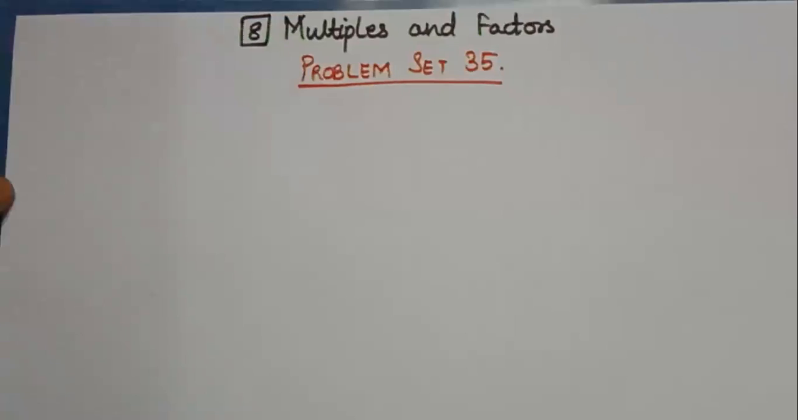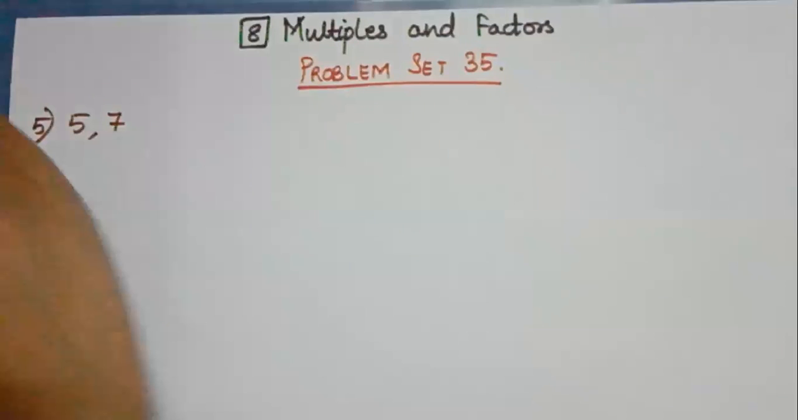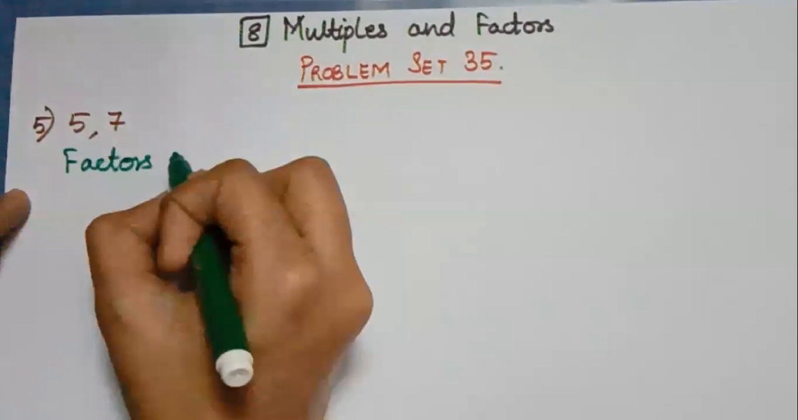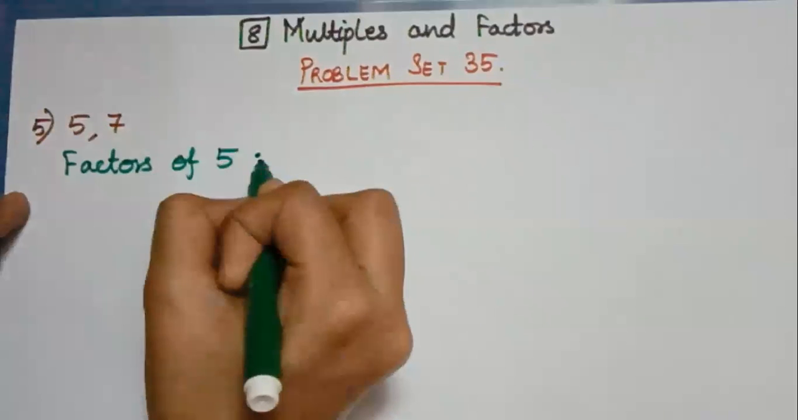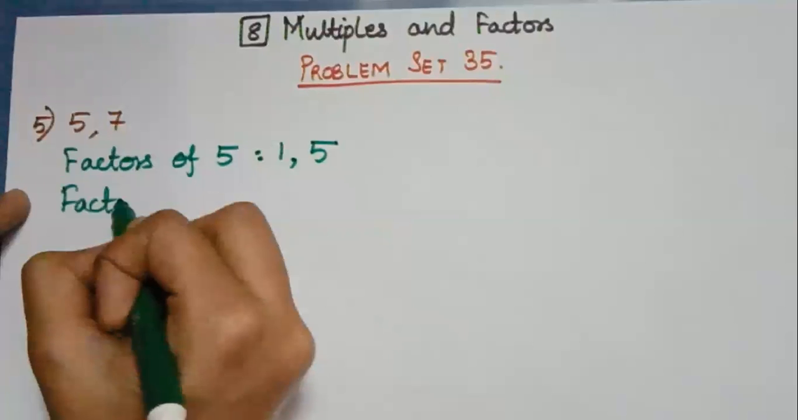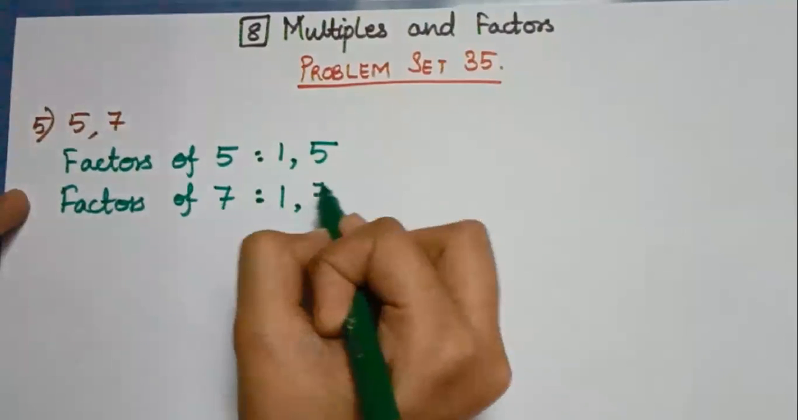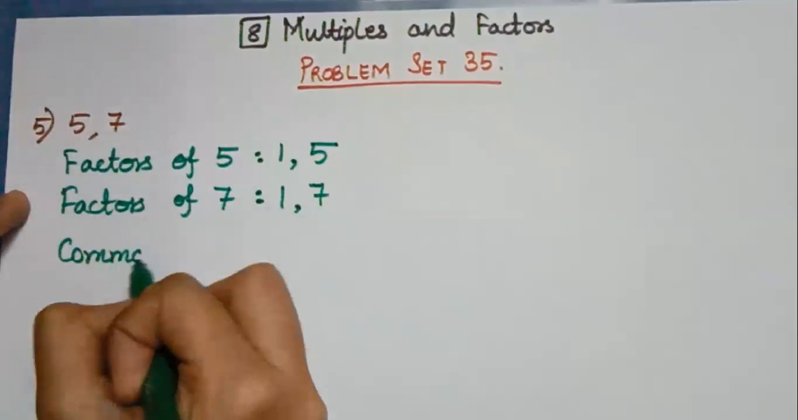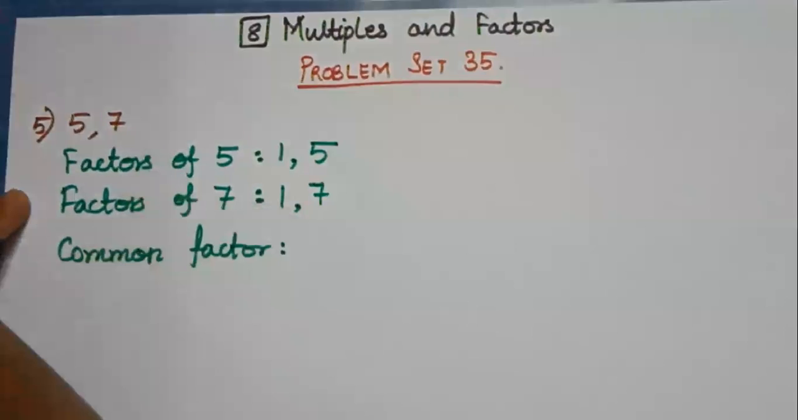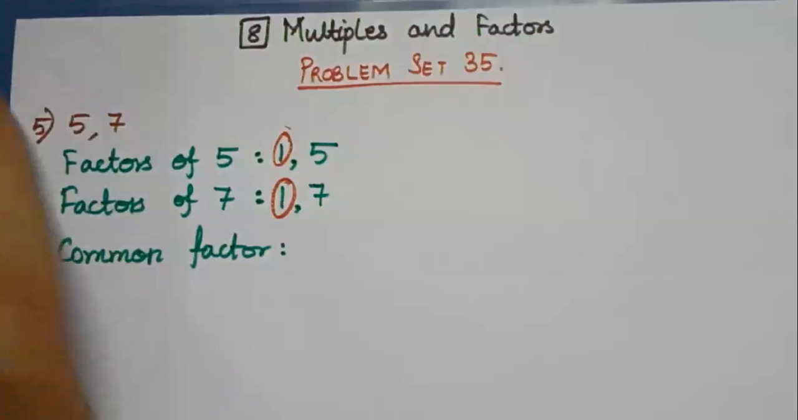Now we will do the sum number 5. Okay, so the sum number 5 has the numbers 5 and 7. So as we did for the other sums, we will first find out the factors of each of the numbers. So the factors of 5 are 1 and 5. The factors of 7 are 1 and 7. Now we will find out the common factors. So what is the common factor, girls, over here? There is only one number, and that is the number 1. Okay, so the number 1 is your common factor.